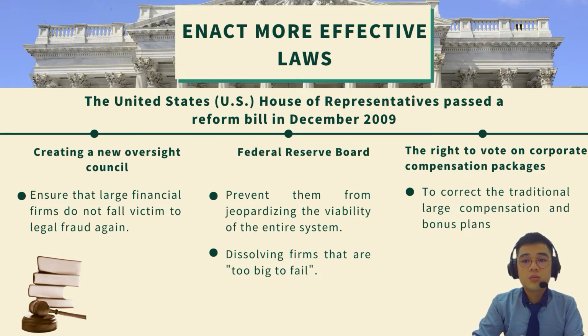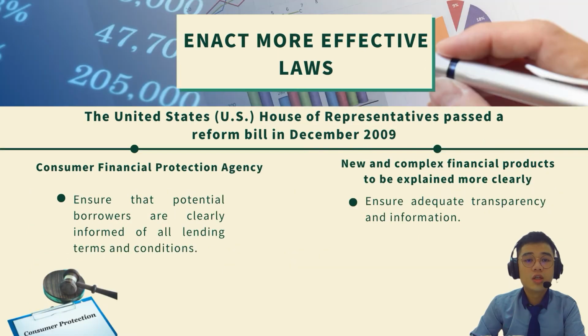In addition, the bill also provides that bank shareholders will have the right to vote on corporate compensation packages. This provision is intended to correct the traditional large compensation and bonus plans that can lead bankers to make poor decisions. In addition, the bill creates a new Consumer Financial Protection Agency to ensure that potential borrowers are clearly informed of all lending terms and conditions before making a lending decision. The bill also requires new and complex financial products to be explained more clearly to ensure adequate transparency and information.